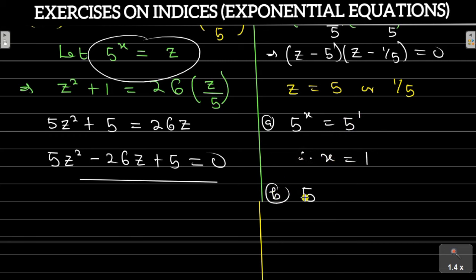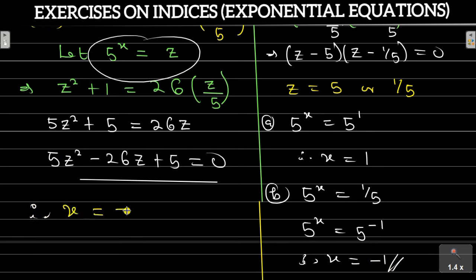Case 2, 5 raised to the power of x again is equal to z. In this case, our z is 1 over 5. The 1 over 5 can be written as 5 raised to the power of minus 1. Finally, our x there is equal to minus 1. So we can conclude here that the x for that question 11 is minus 1 or 1, and that is the solution to this problem.